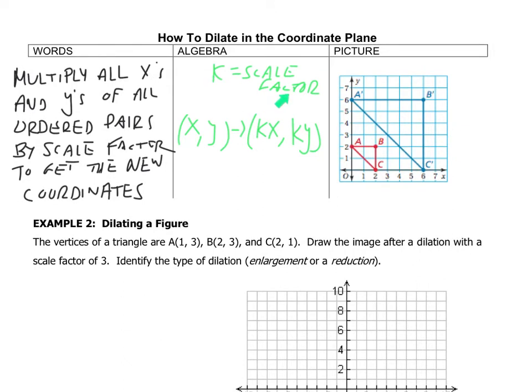k is our scale factor. So what we're going to do is take all of our ordered pairs, x comma y, multiply the x by k, also multiply the y by k, and that will create our new image points. So let's see how one works.